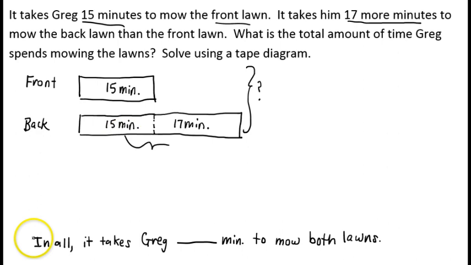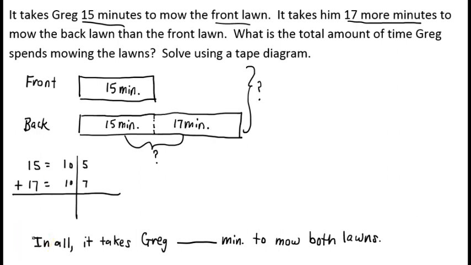I have 15 minutes and 17 minutes. I'm going to add 15 plus 17 using expanded form addition. 15 is 10 and 5. 17 is 10 and 7. 5 and 7 is 12. 10 and 10 is 20. I can combine those two answers for an answer of 32. That means it takes 32 minutes to mow the back lawn.